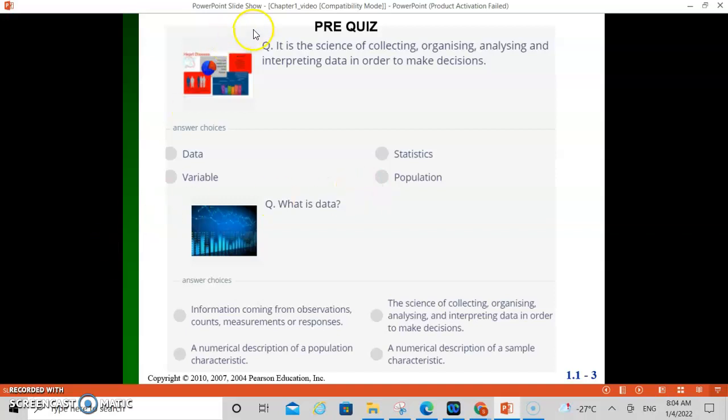Right. Before we enter this course, I have a pre-quiz, so you can think about the solutions. After we have done today's lesson, I hope you can answer these questions. The first one: it is the science of collecting, organizing, analyzing, and interpreting data in order to make decisions. So what is your answer? Think about it now, and at the end of the lesson you can see which one is right or not. Then, what is data? Think about that.